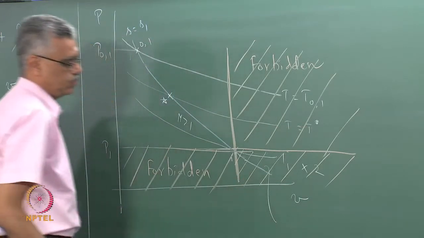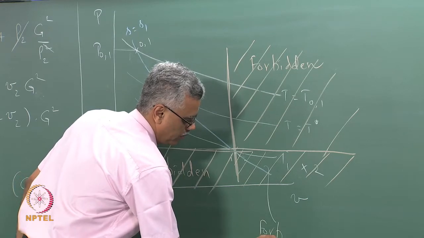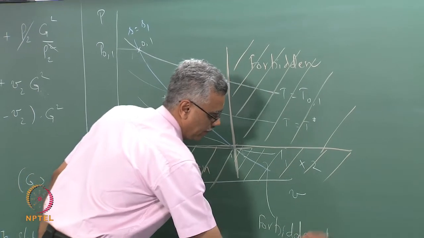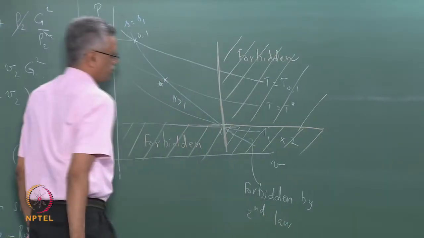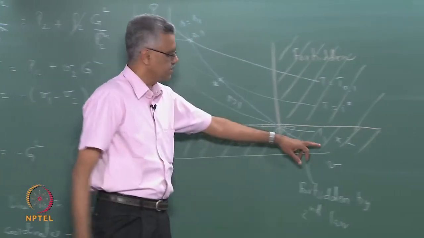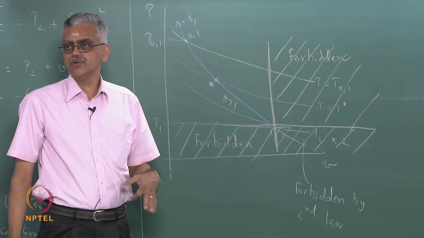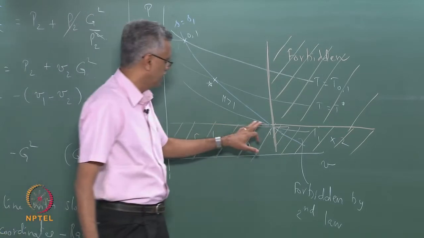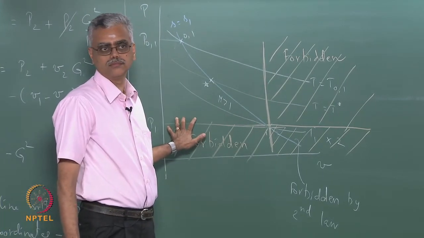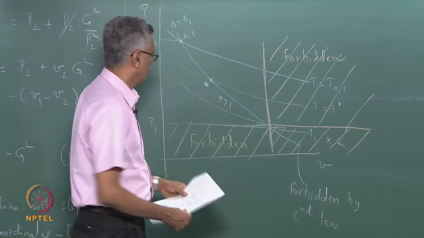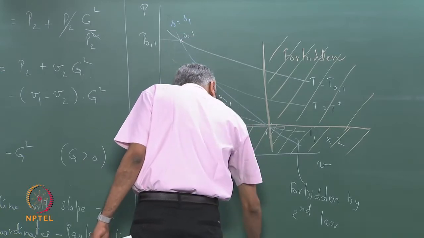So any state point 2 that lies here is not allowed, because any solution here represents an expansion shock wave with S2 less than S1, which is not permitted, which means that state 2 can lie only in this quadrant. Is that clear? So let us draw a line. Let me draw a line.